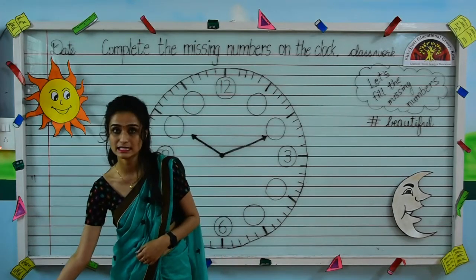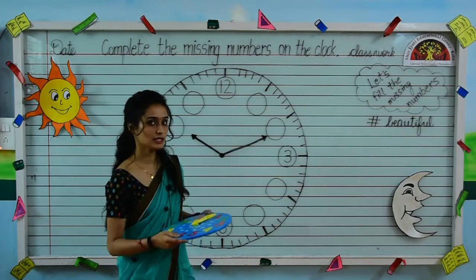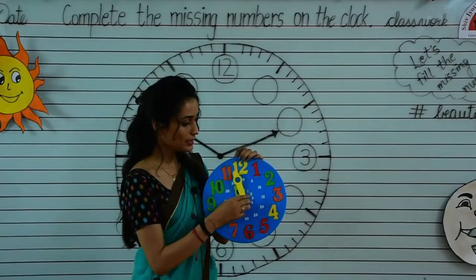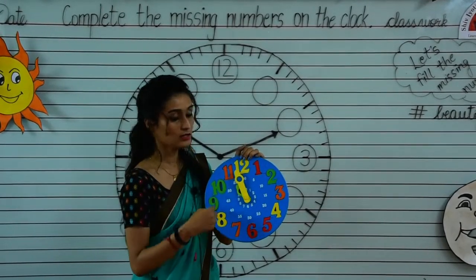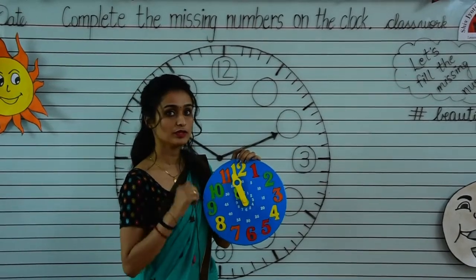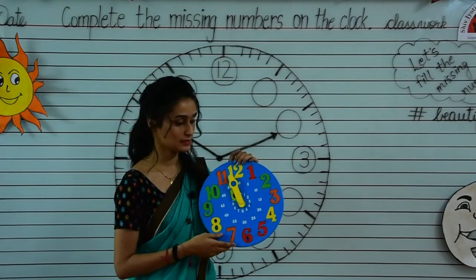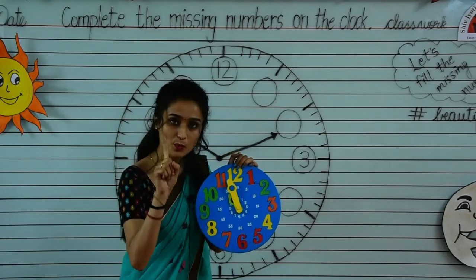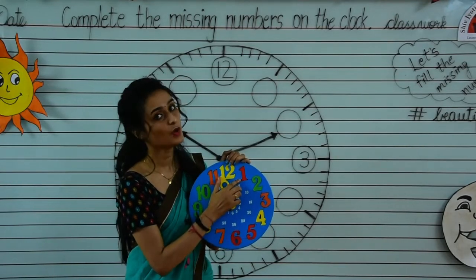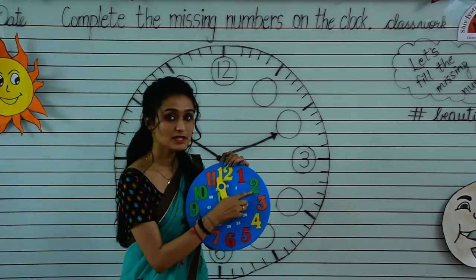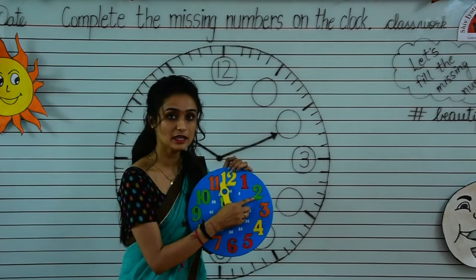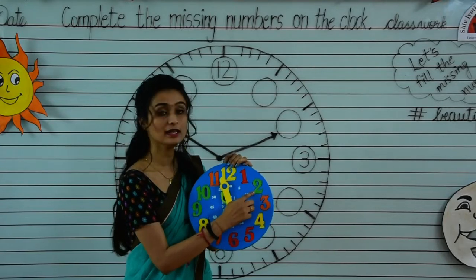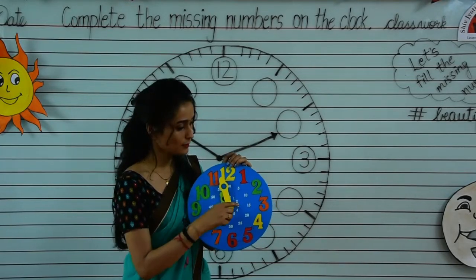As you have already seen a clock at your home, but firstly we will see a clock with the help of this tool. Okay kids, so as you can see here numbers are there. So we will revise what all numbers these are. Which is this number? Yes, this is 1. What comes after 1 kids? After 1, 2 is the next number.